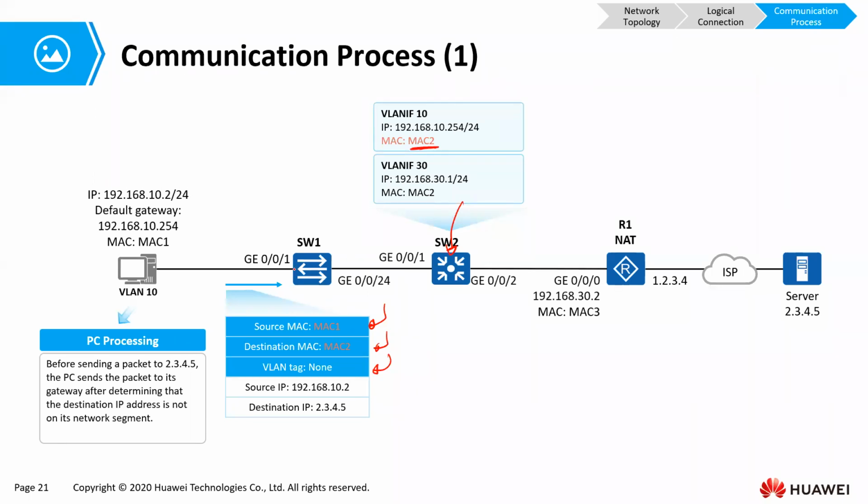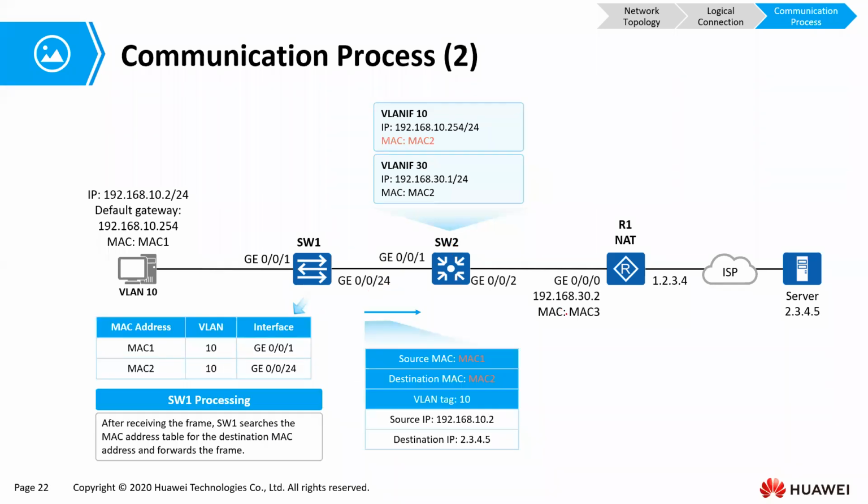When that packet hits this switch, the switch will add a VLAN tag. So when the frame is getting out of that switch, it is a revived frame. It is still from MAC 1 going to MAC 2, but it has a tag of 10. The source IP is that, the destination IP is that.